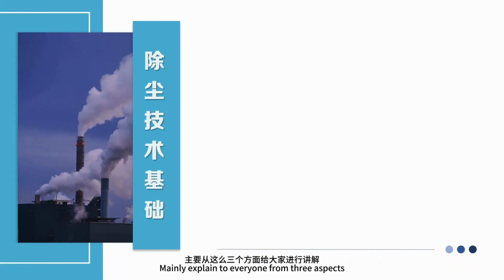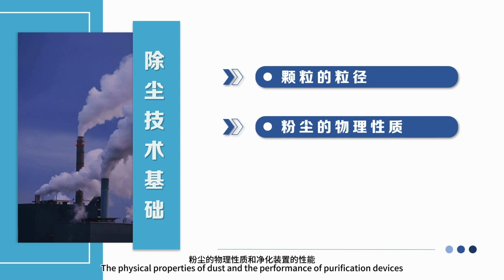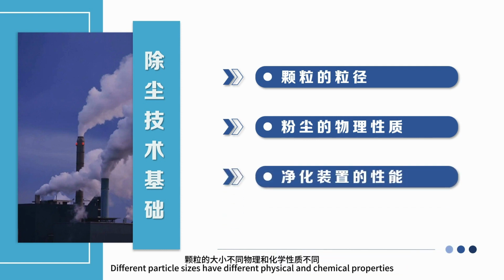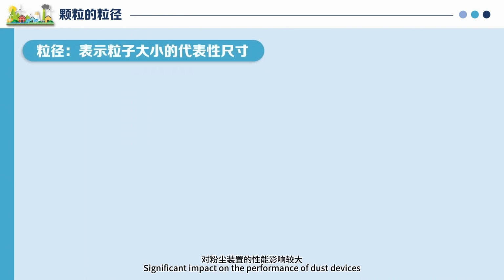This is mainly explained from 3 aspects: particle size, the physical properties of dust, and the performance of purification devices. Different particle sizes have different physical and chemical properties, with a significant impact on the performance of dust devices.